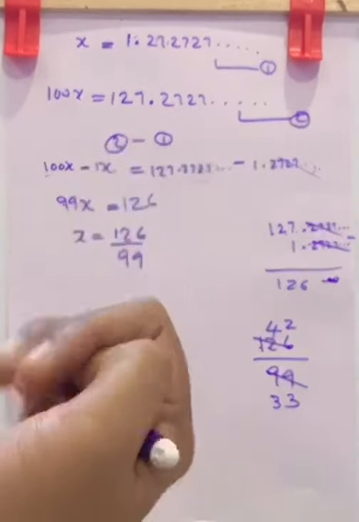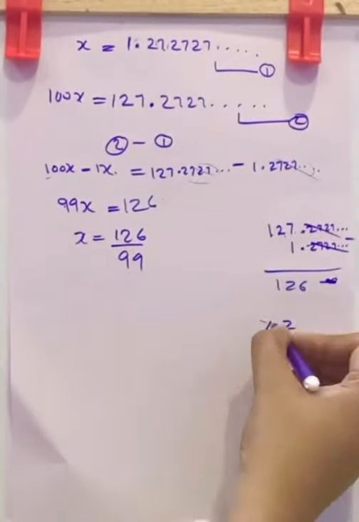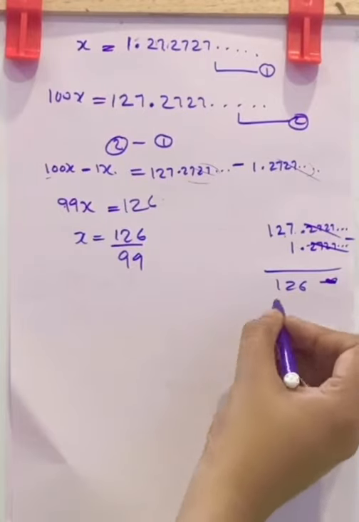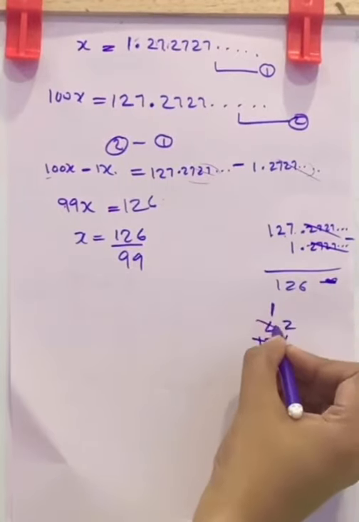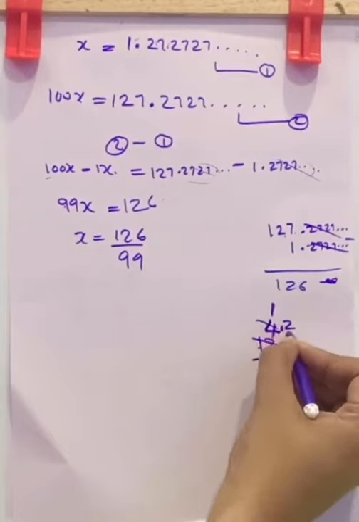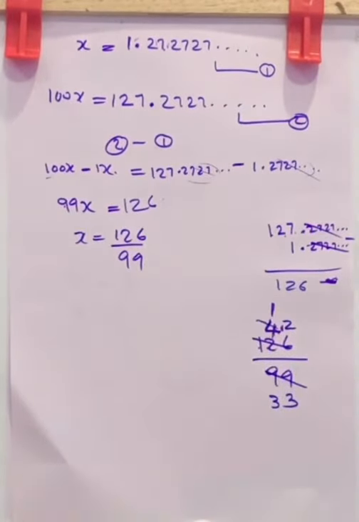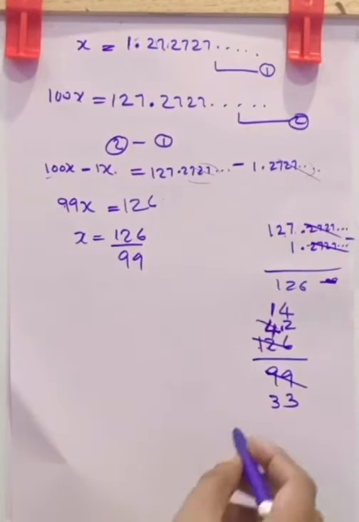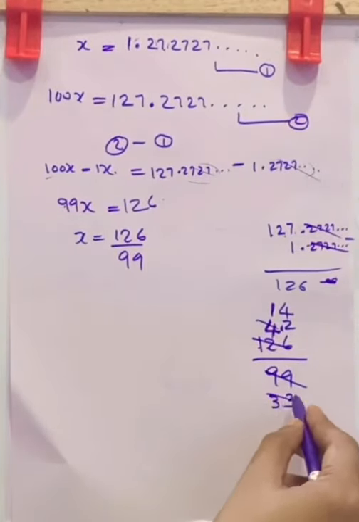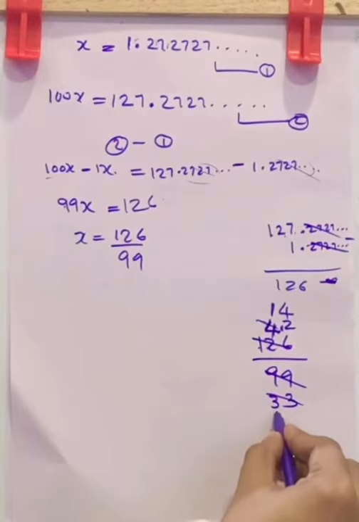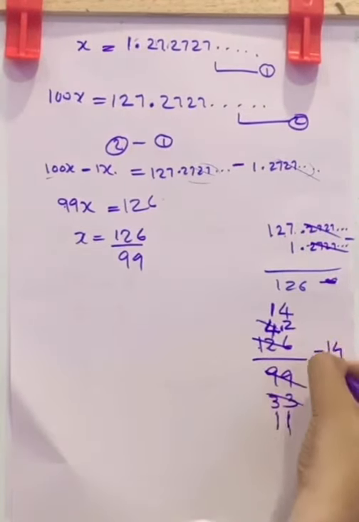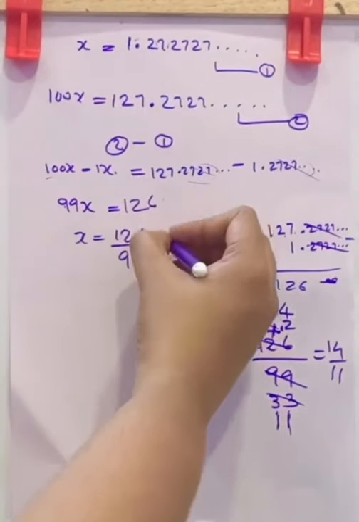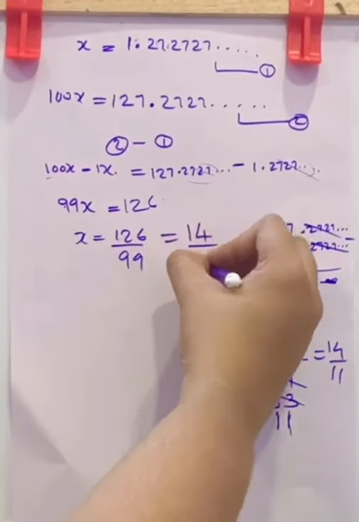Again 3 is a factor. So in 42, in 4, 3 is 1 time. Balance is 1. It becomes 12. Now in 12, how many times 3? 4 times. 4 3s are 12. Now in 33, 1 3 and 1 3. 14 by 11. This is the least form, which is equal to 14 by 11.